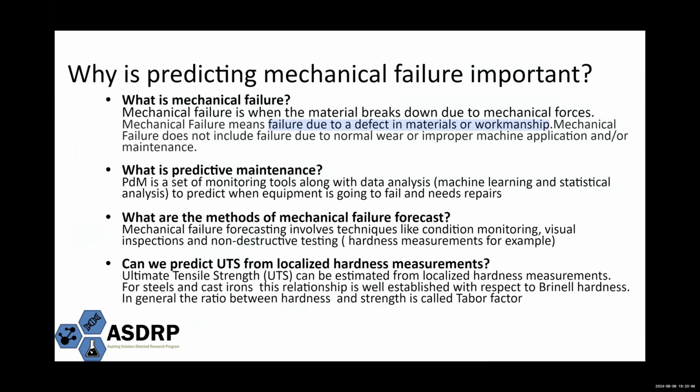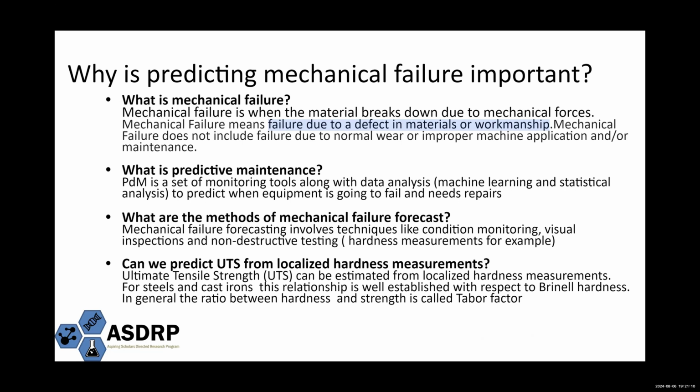So why is predicting mechanical failure important? What is mechanical failure? Mechanical failure is when the material breaks down due to mechanical forces. Mechanical failure means failure due to a defect in materials or workmanship. Mechanical failure does not include failure due to normal wear or improper machine application and/or maintenance.